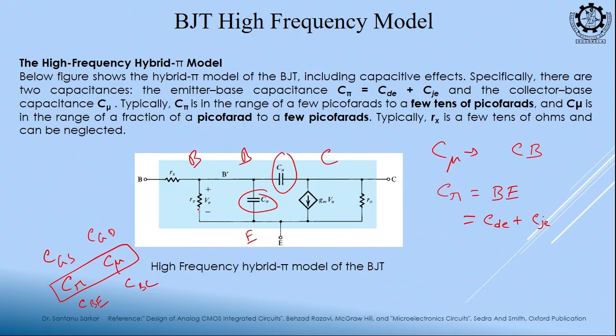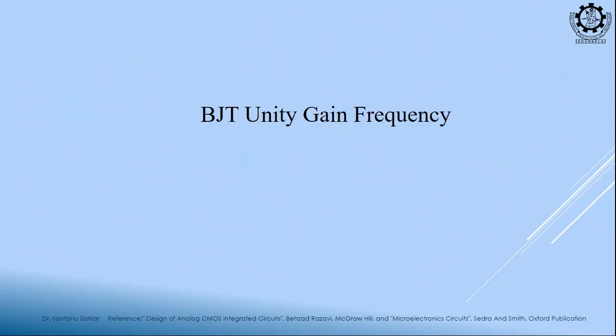We will be having the low frequency model, and now this Rx is extra. This value is typically very small, a few tens of ohms, and you can neglect it. So you do not need to worry about Rx. If you neglect Rx, the rest of the stuff you already know, right: R pi, gm V pi, R naught. So, this is the large signal, high frequency hybrid model of the BJT.